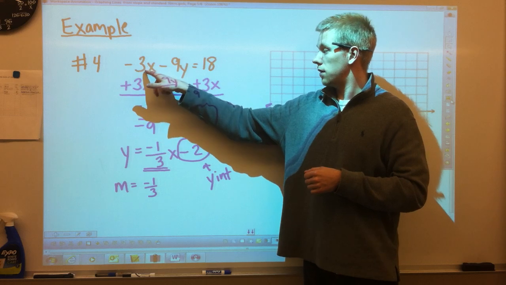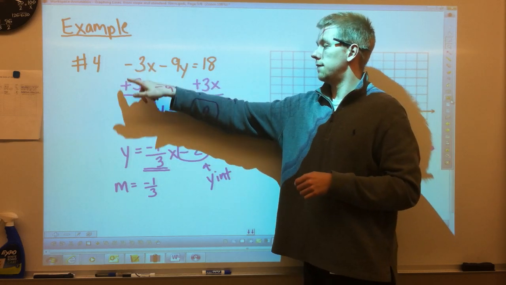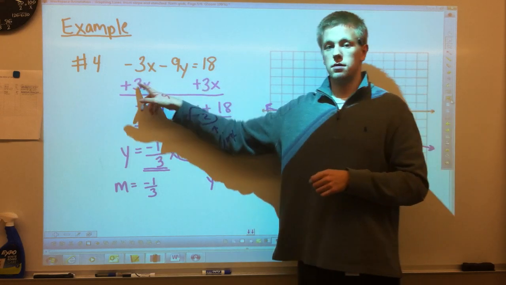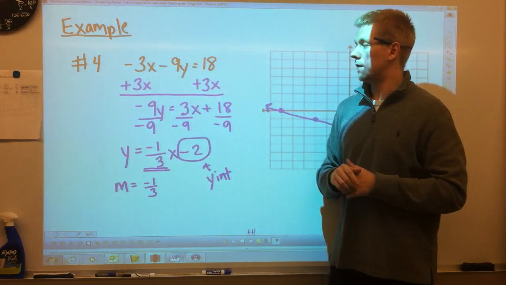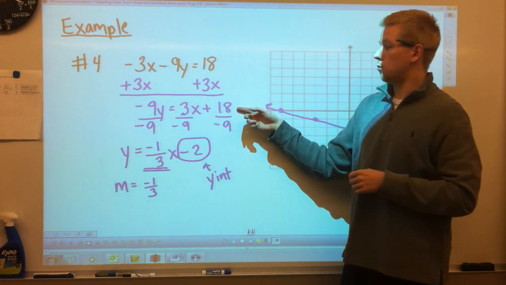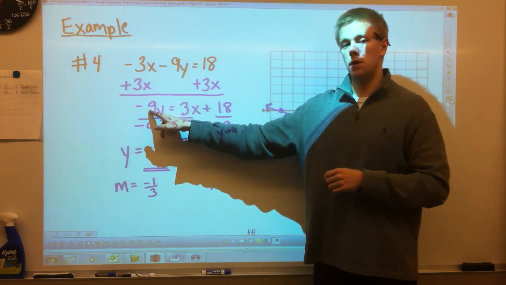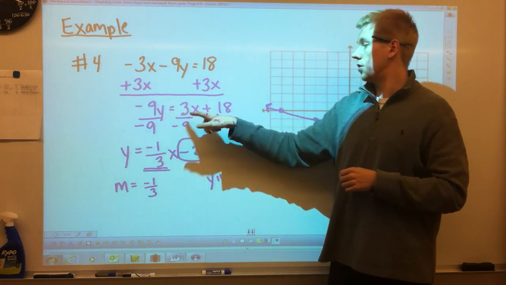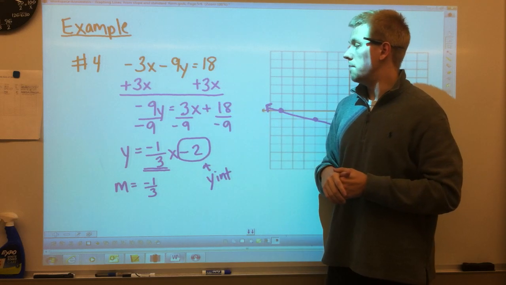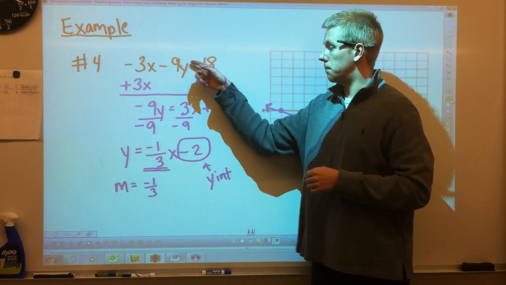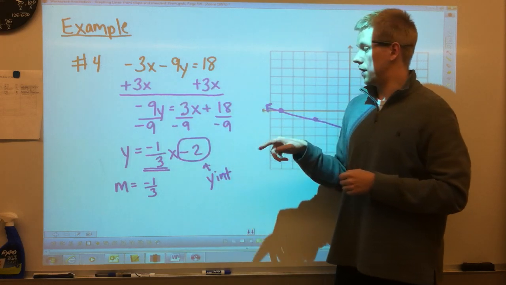This time, I need to get rid of this 3x just like normal, but I'm going to do it differently. Because it's negative, I need to add it to both sides. Okay, I'm going to move this 3x over here so I can get my y by itself. I add 3x to both sides, left with negative 9y. There's a minus sign in front of that 9, so I need to bring it down. I have negative 9y equal to 3x plus 18 because this 3x becomes positive now. Remember, even when you're doing it by yourself, to always bring down what's in front of your y after you get rid of the x value.